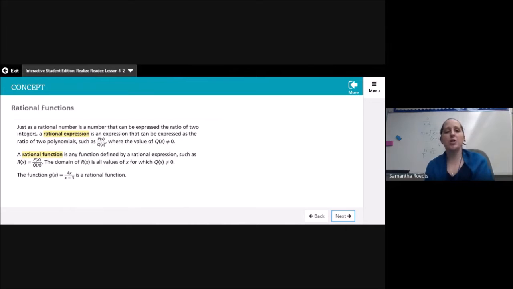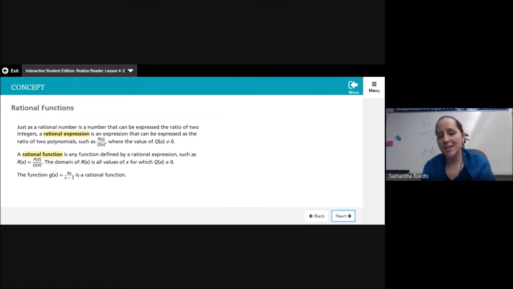All right, concept: rational functions. Just as a rational number is a number that can be expressed as the ratio of two integers, a rational expression is an expression that can be expressed as a ratio of two polynomials, such as p of x over q of x, where the value of q of x can't be 0. Again, dividing by 0, bad things happen in math.